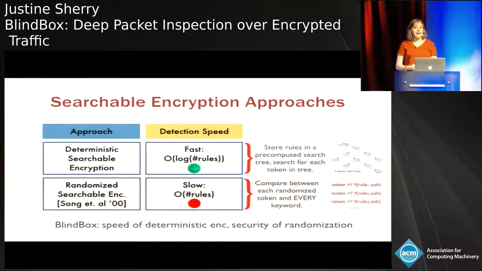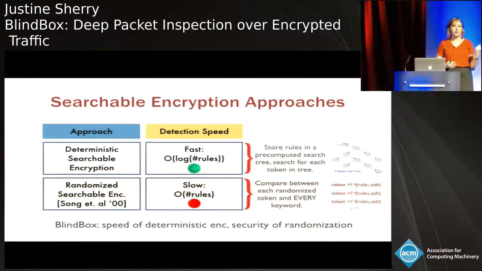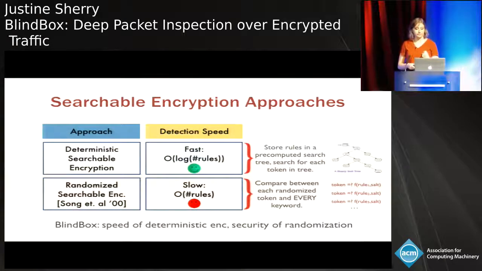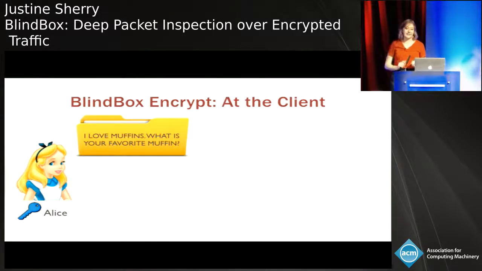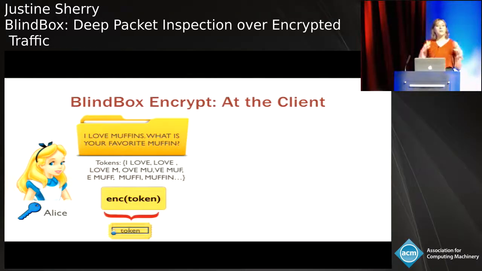With BlindBox, we want to have the speed of deterministic encryption, that is a fast and logarithmic lookup through the rules to decide whether or not a token matches a rule set. But we want the security of randomization so that we don't have these frequency analysis attacks. So let's see how we can make that happen. Once again, we have Alice here. Alice has the same message. She has her set of tokens. And what we want to design is an encryption scheme such that Alice's encryption will never generate the same token twice. Here's how she does that.